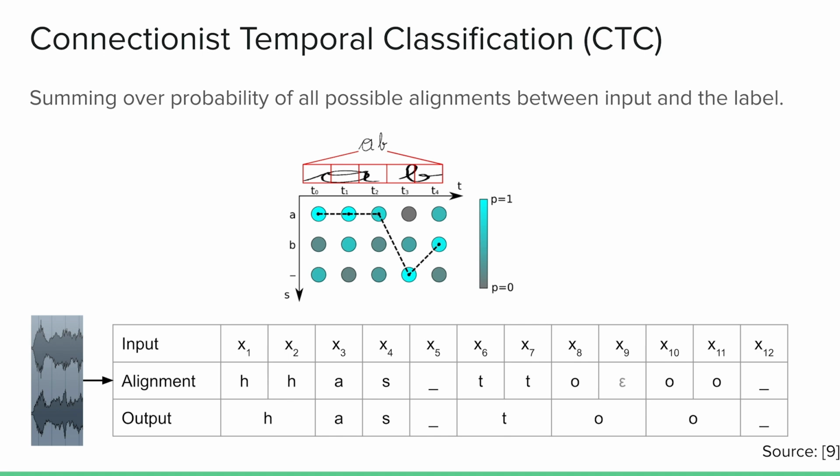And if we have the same output value appearing twice next to each other, we have to separate it. That's why the network is typically also able to produce something like an epsilon, which is a separator character. So in this case, to produce the output OO, it will predict this separator character in between here.